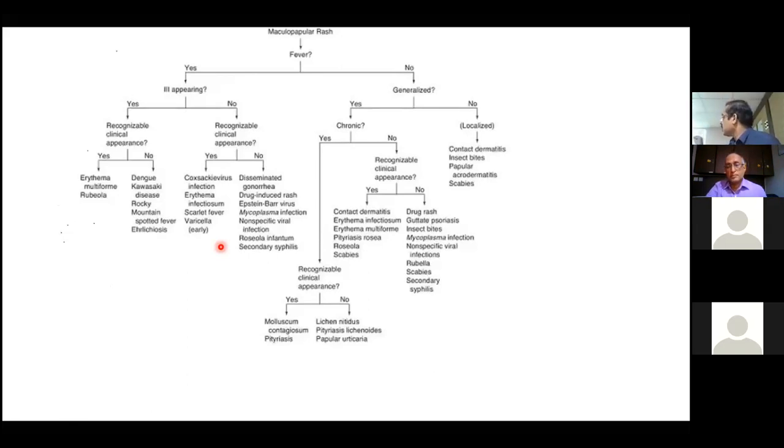If it is not recognizable, think of all these: dengue, Kawasaki, Rocky Mountain and Ehrlichiosis, which we don't have. Ill appearing with no recognizable clinical appearance, then think of Coxsackie, erythema infectiosum, scarlet fever, varicella. If it is the other side, it is disseminated gonorrhea.